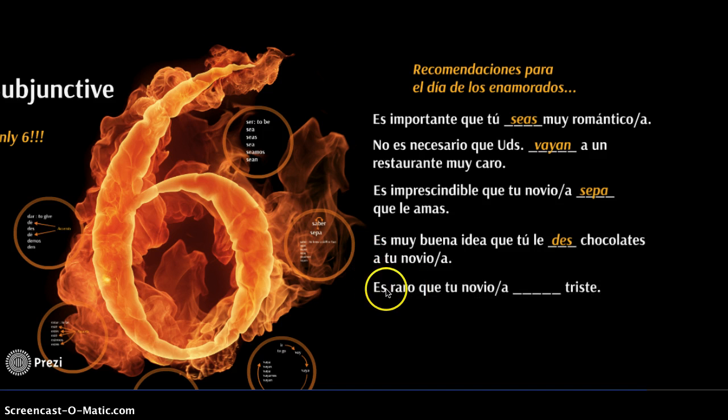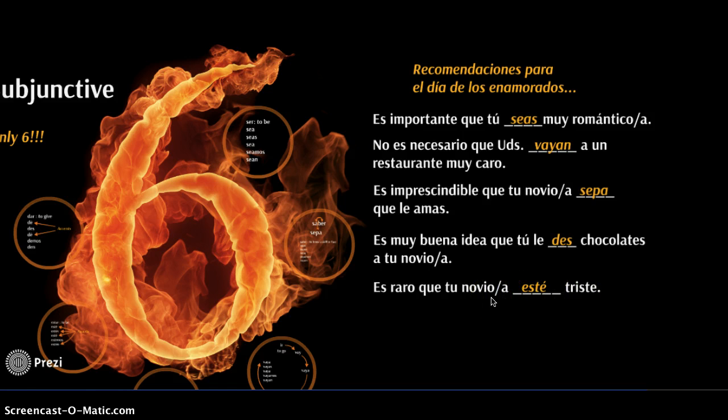Next, es raro. It's strange. Es raro que tu novio o novia, something sad, triste. It's strange that your boyfriend or girlfriend be sad. How do you say to be for an emotion? You use estar, which is over here. So tu novio, is that the tu form? No. It's the tu novio form, the él or ella form. We're going to put that in there. Es raro que tu novia esté triste. It's strange that your boyfriend or girlfriend be sad on el Día de los Enamorados. You must be a crappy boyfriend or girlfriend if they're sad.